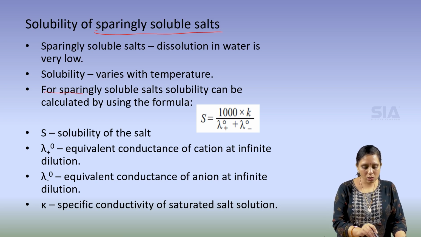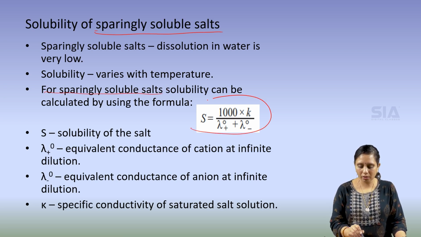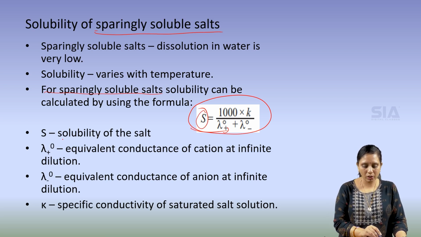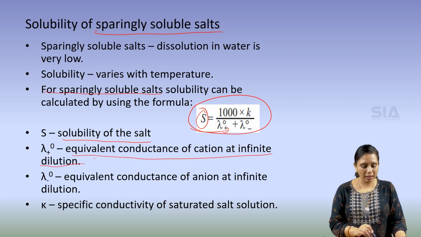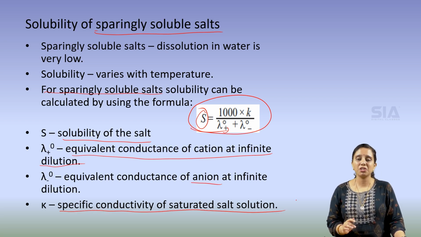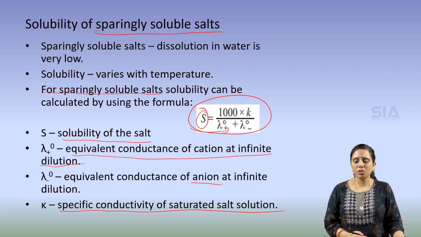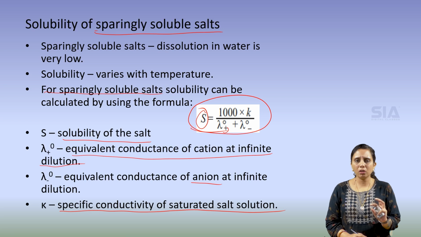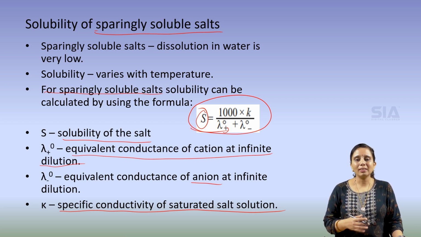For sparingly soluble salts, the formula is S equals 1000 into kappa by lambda naught of cation plus lambda naught of anion. Here capital S is the solubility of the salt, lambda naught plus is the equivalent conductance of the cation at infinite dilution, lambda naught minus is that of the anion at infinite dilution, and kappa is the specific conductivity of the saturated salt solution. A saturated salt solution is one where an excess amount of salt is added to water, some salt does not dissolve, and it is still available in the form of salt itself.